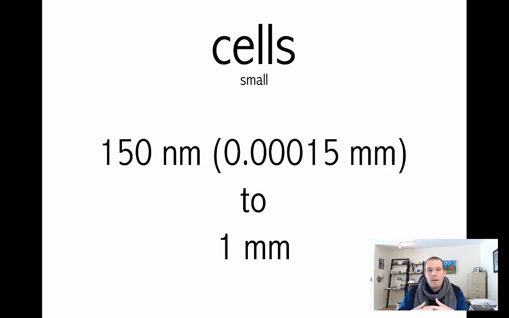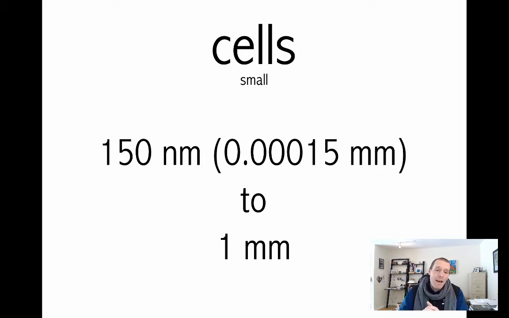People always say, Duncan, how big is a cell? And I'm like, well, what kind of cell are we talking about? And what dimension are we talking about as well? So in terms of length or radius, anything from about 150 nanometers up to 1 millimeter is probably the largest you're going to see.